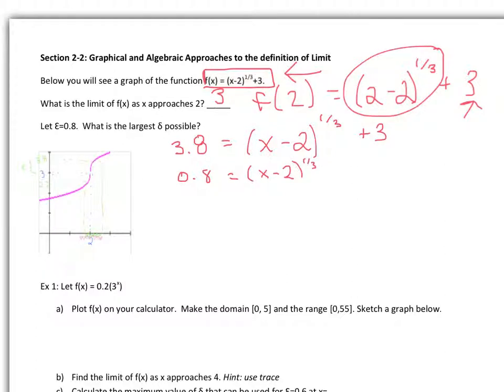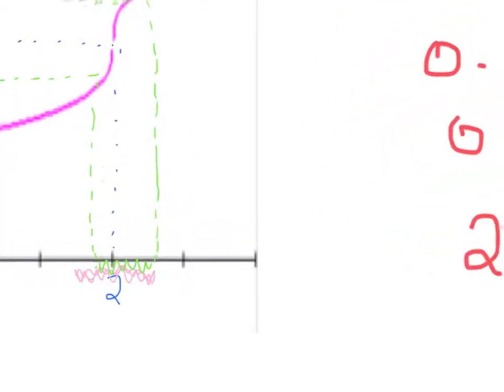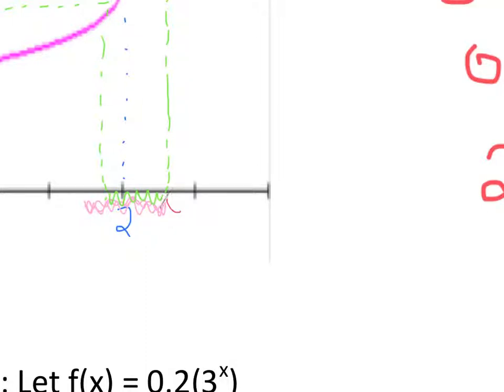I'm going to cube both sides, because by cubing both sides, that will turn this exponent into a value of 1, which is what I want. When I go ahead and cube both sides, I'm going to end up with 0.512 is equal to x minus 2. Adding 2 to both sides will give me a value of x of 2.512. Has to be my x value. Now, if I zoom back in on my graph, that is this x value, 2.512. That's the x value at that point, okay? So keep that in mind as we're working.